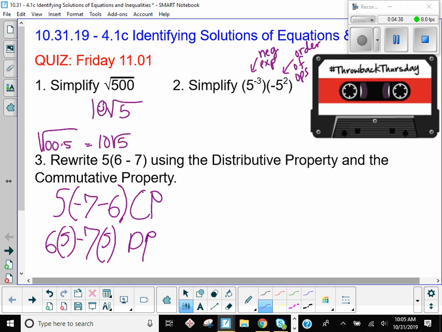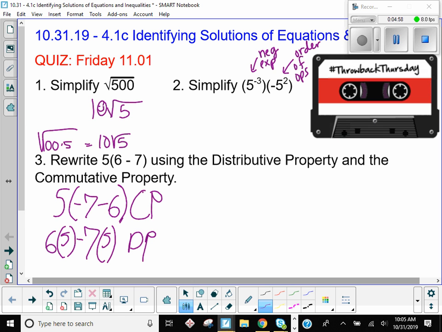Perfect. Thank you. Okay. Shush and look up here. Here's the thing I need you to remember about rewriting with the properties. You're not actually doing the math. You're just rearranging it to illustrate the property that we learned.